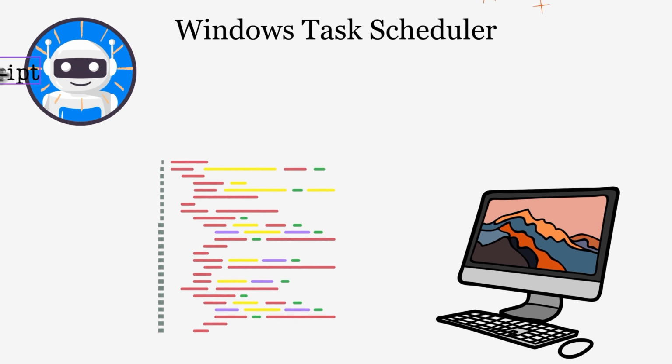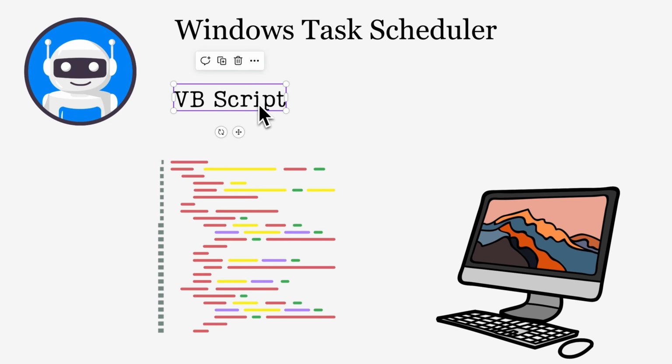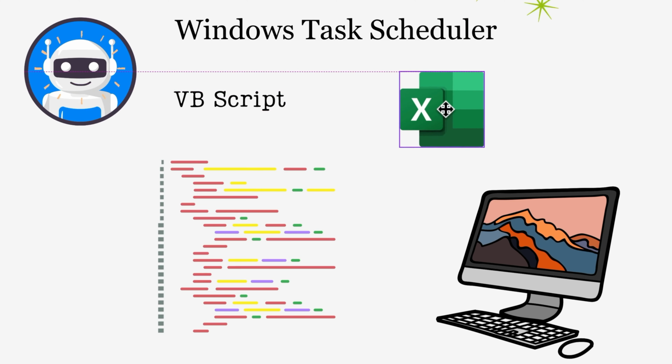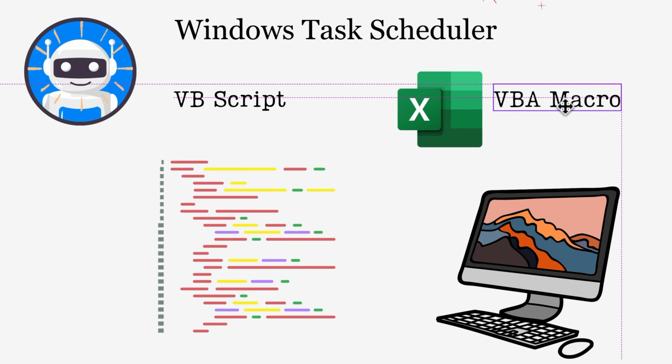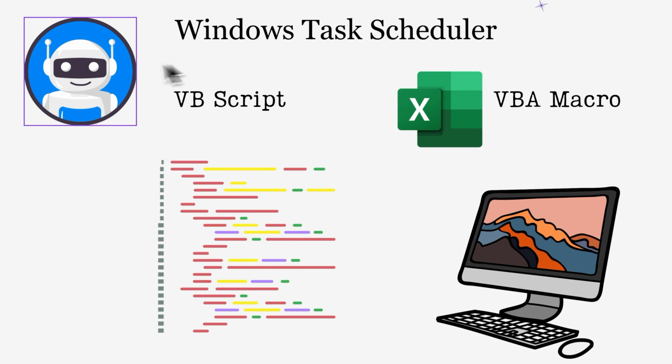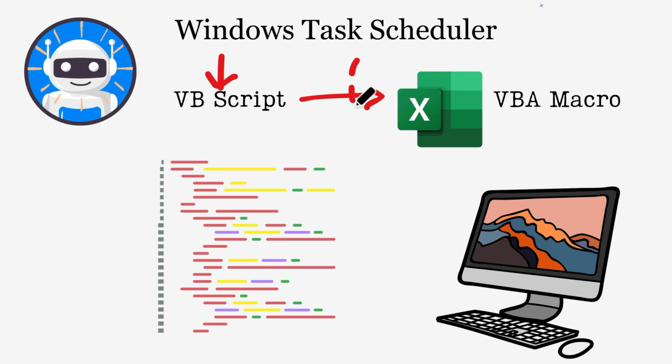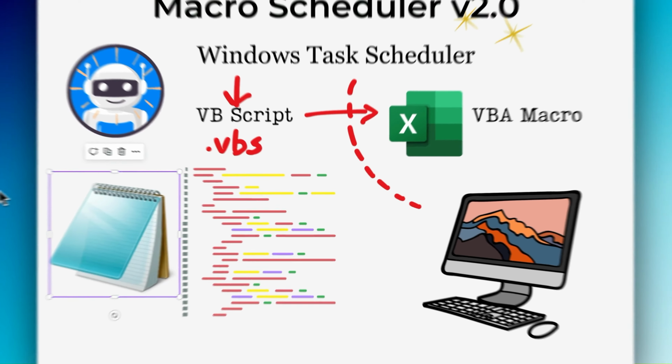The basic idea is that we create a Visual Basic script that opens Excel if it's not already open and runs our macro. Then we create a task in the task scheduler that runs the script at the desired time or interval, and the script runs the Excel macro. Now, a Visual Basic script is similar to VBA code, but it runs outside of Excel. It has a file extension of .vbs, and you can write it in any text editor, such as Notepad.